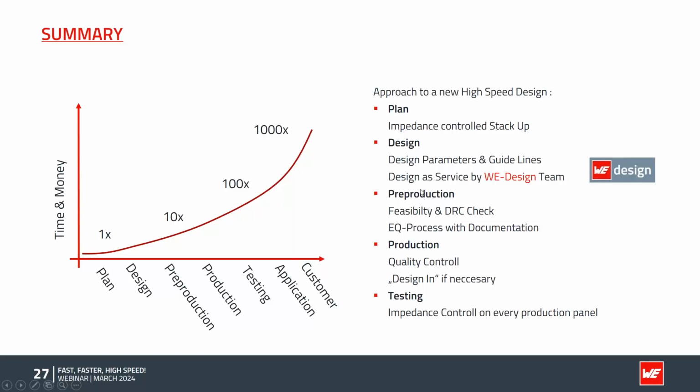After the design is done, in the pre-production, we can do a feasibility and design rule check. We have an engineering query process with documentation. If we think anything is suspicious or not clear, we will ask you back and provide you solutions on how to fix that problem. In the production itself, we can do special quality control, AOI measurements, or even single track measurements in the production. And sometimes a design-in is necessary. And at the end, after production, we can do an impedance control measurement if needed on every production panel.